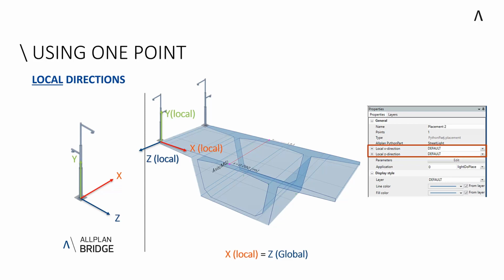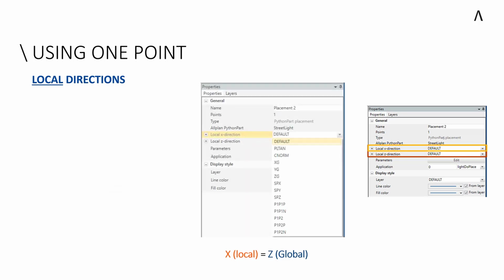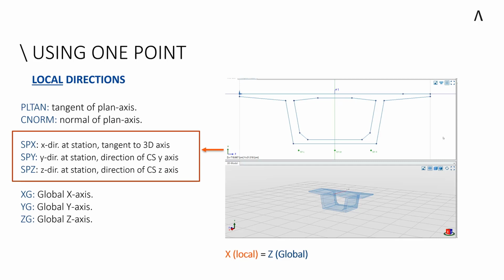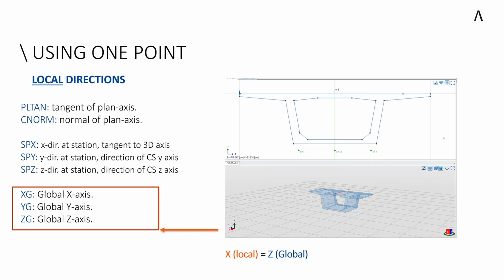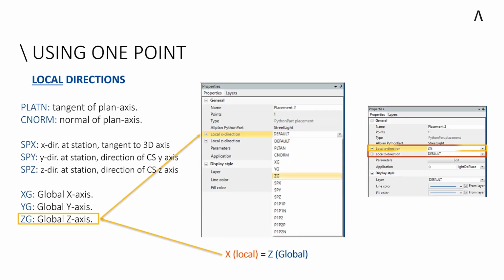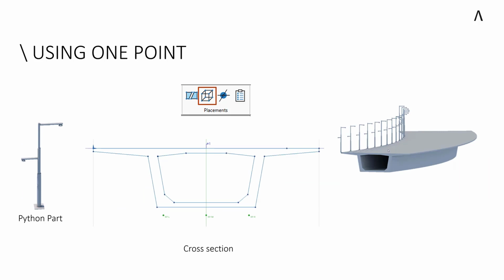As I said before, we have settings for orientating it. So here is what the settings look like. As you can see here, I have different choices for this setting. As you can see on the list, PL tan, we have C-norm, these are tangent and normal plane axis. I also have the possibility to select the coordinates of the cross section or also the global coordinates. In this case, we want to use the global one, so I will select the global one and place it here on this local x direction, the global z, so my light would rotate.